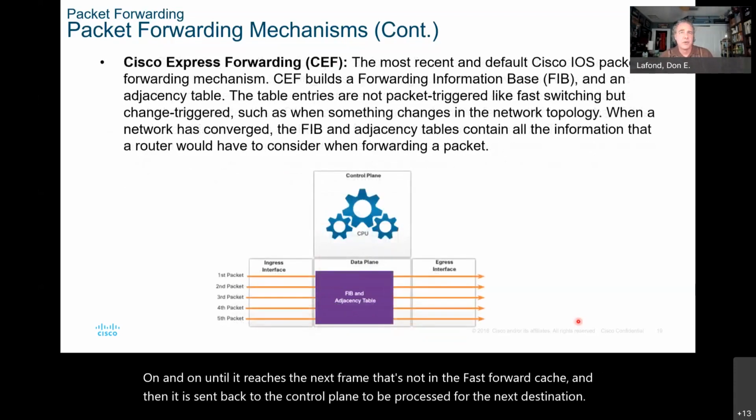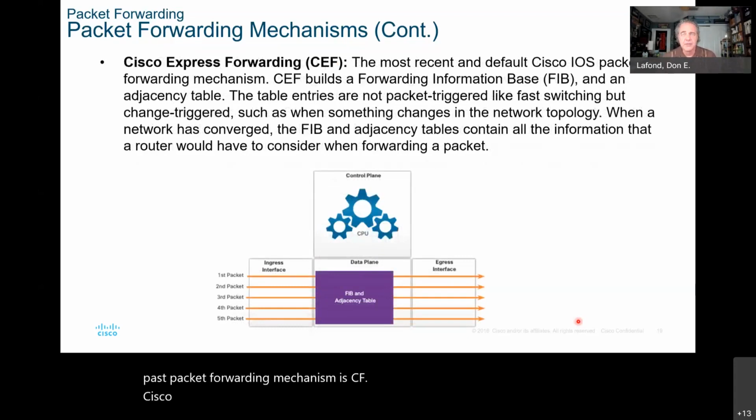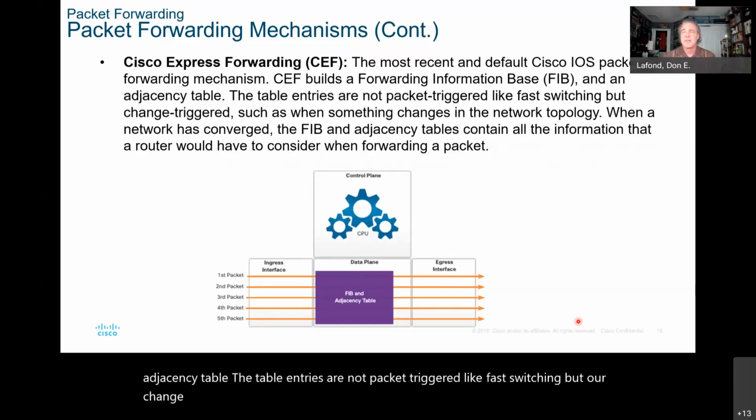Now, Cisco Express Forwarding, CEF, is the most efficient and also the default Cisco IOS packet forwarding mechanism. Cisco Express Forwarding builds a forwarding information base, an FIB, and an adjacency table. The table entries are not packet triggered like fast switching, but are change triggered, such as when something changes in the network topology. When a network has converged, the FIB and the adjacency table contain all of the information that a router would have to consider when forwarding a packet.